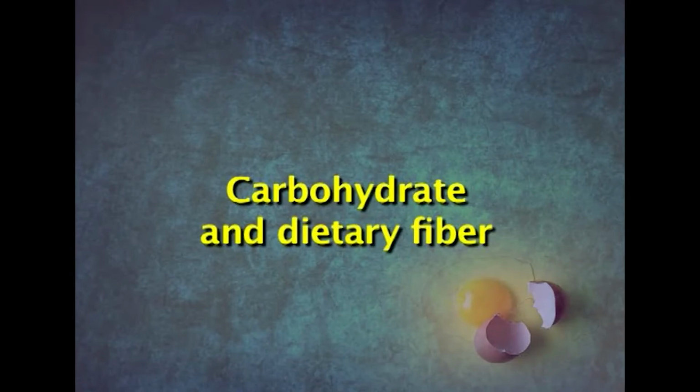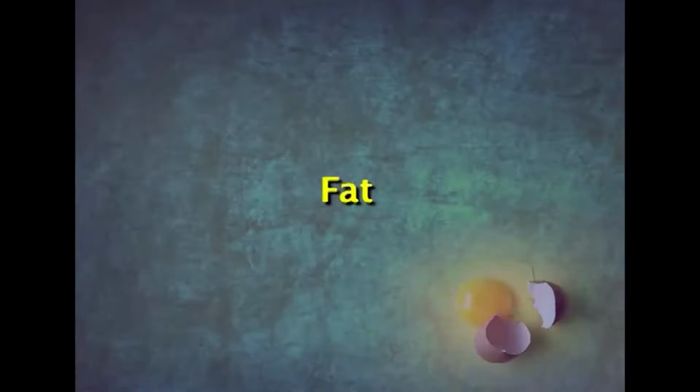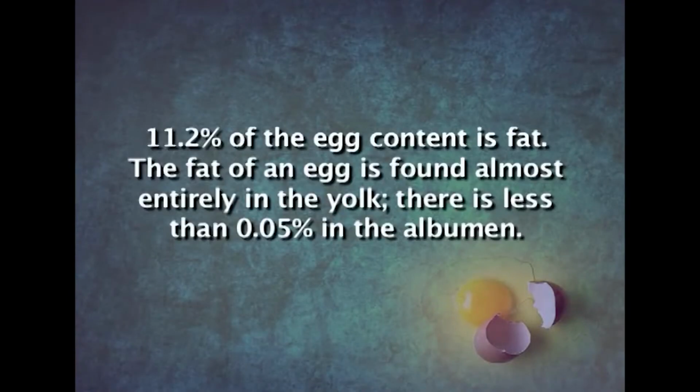Now, carbohydrates and the dietary fiber. Eggs contain only traces of carbohydrate and no dietary fiber. Now, fat, 11.2% of the egg content is fat. The fat of an egg is found almost entirely in the yolk. There is less than 0.05% in the albumin.